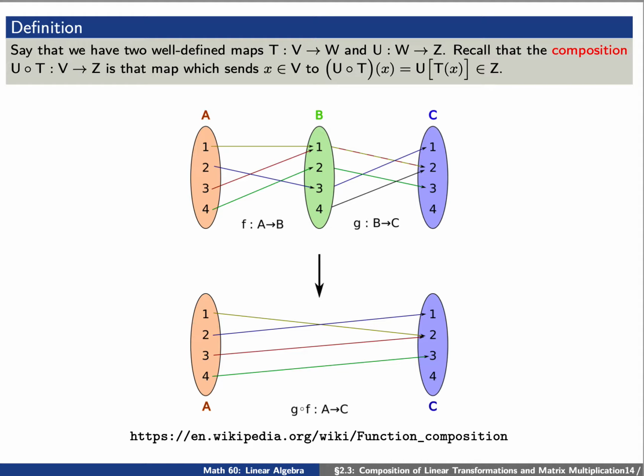The composition here maps from the left to the very right, where you can see one of the subtleties is that the notation is a little bit backwards. First you apply F, going from A to B, then you apply G, going from B to C. The composition G circle F, again, notice that the notation here is backwards, goes from A to C.